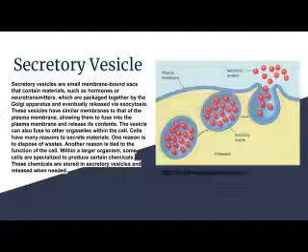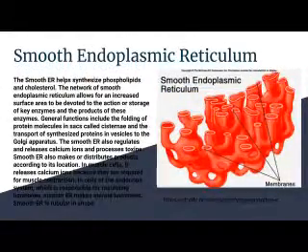Within a larger organism, some cells are specialized to produce certain chemicals. These chemicals are stored in secretory vesicles and released when needed. Our next topic is the smooth endoplasmic reticulum. The smooth ER helps synthesize phospholipids and cholesterol.